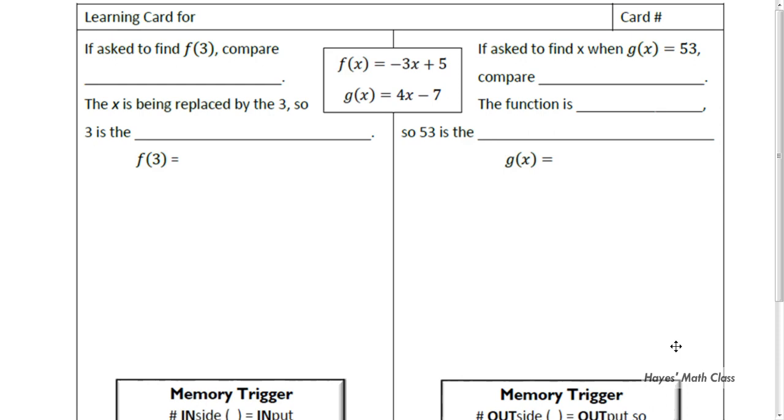Learning card number 9. We are going to talk about evaluating functions. And the great thing about evaluating functions is that in reality, you have already done most of this back in Unit 1, otherwise known as learning cards, I want to say 1 through 6. But it's just a different way of making sure you get the notation right.